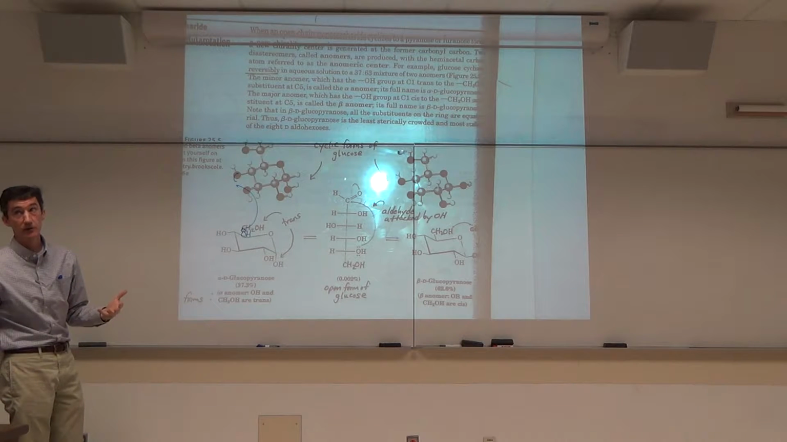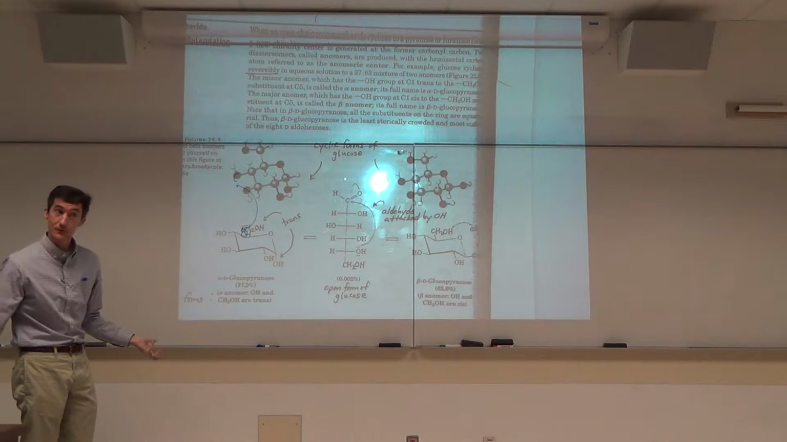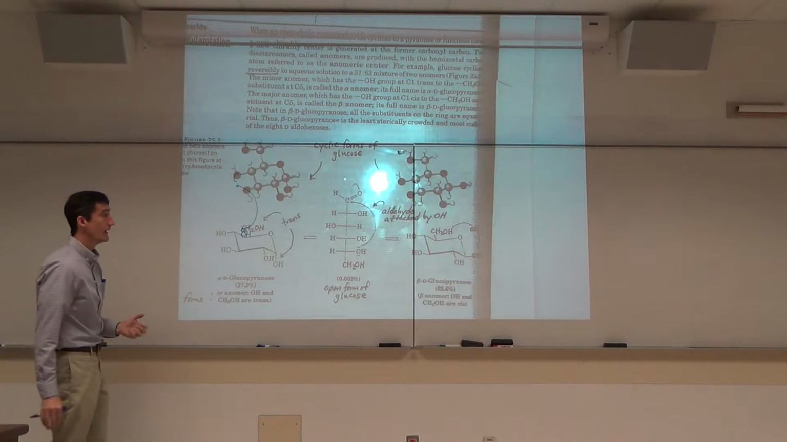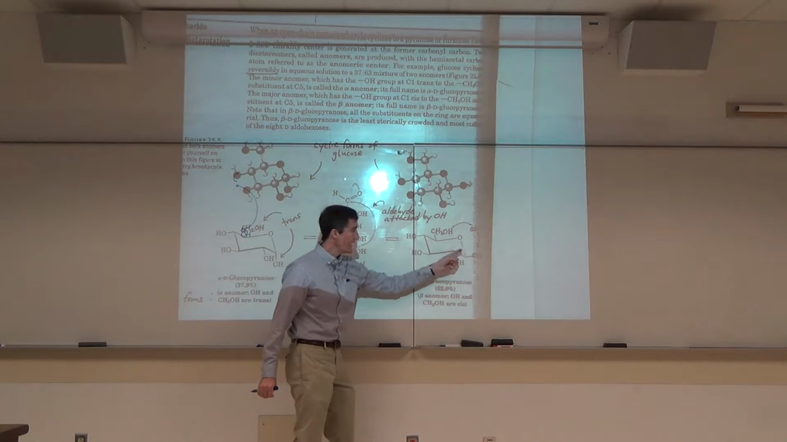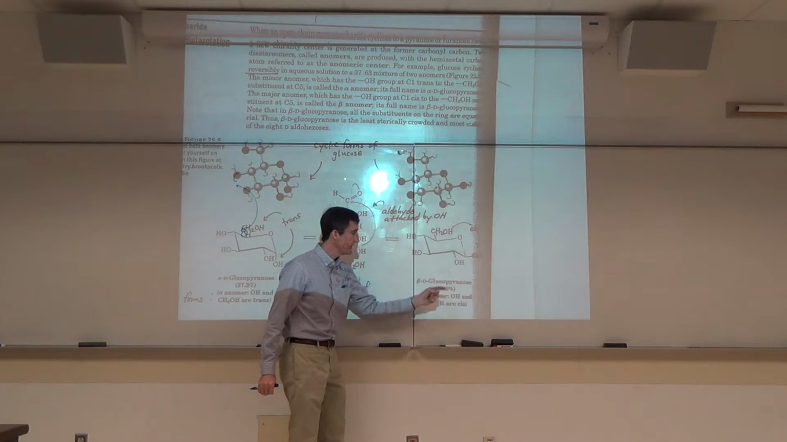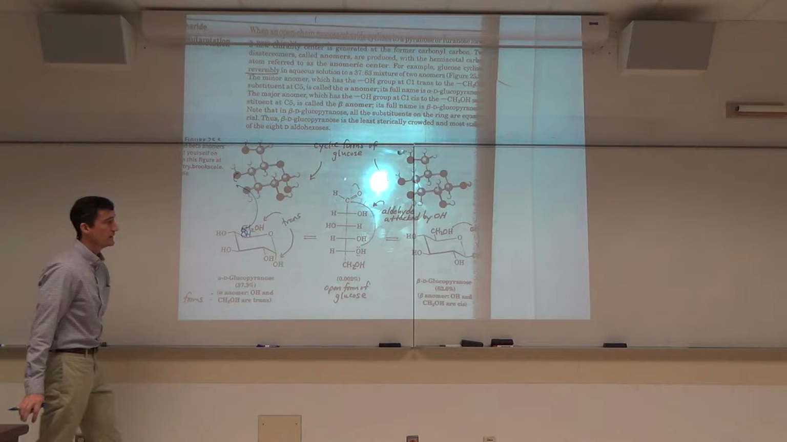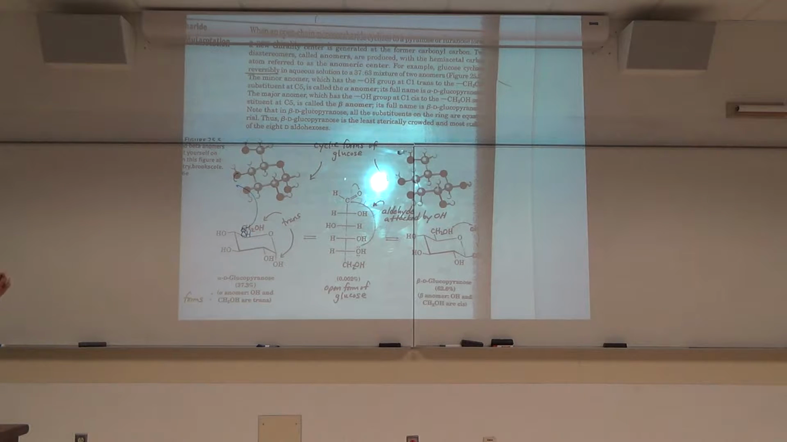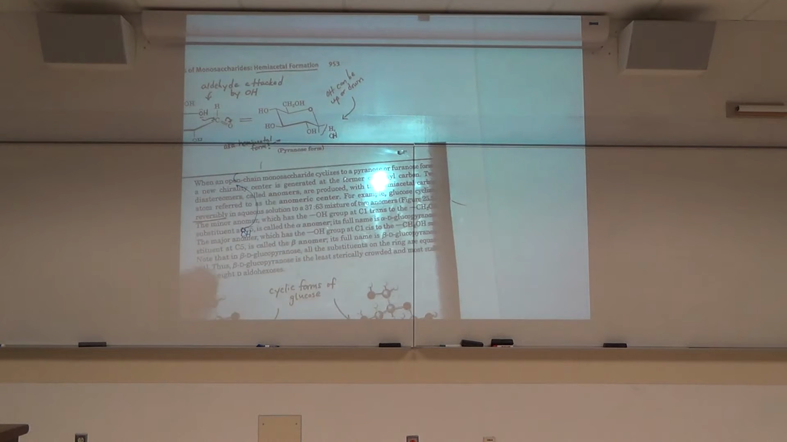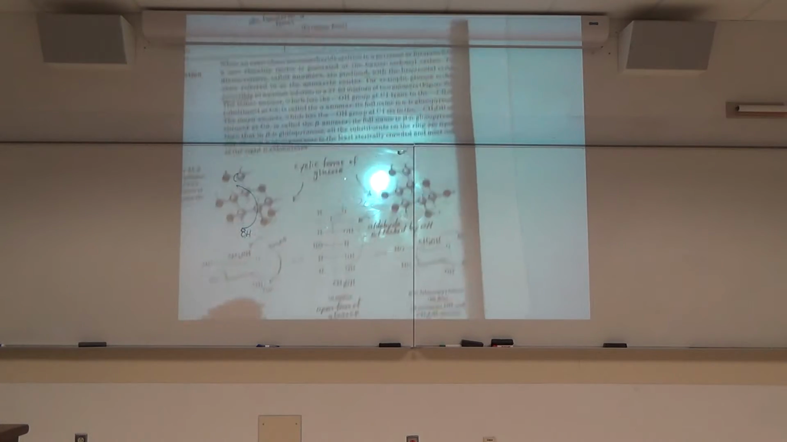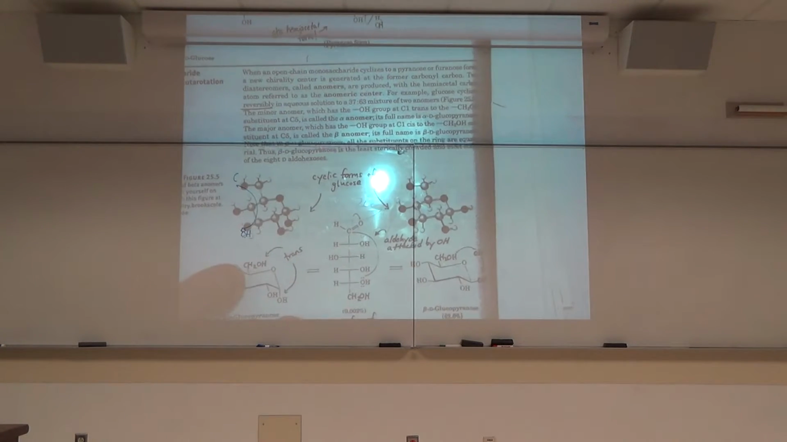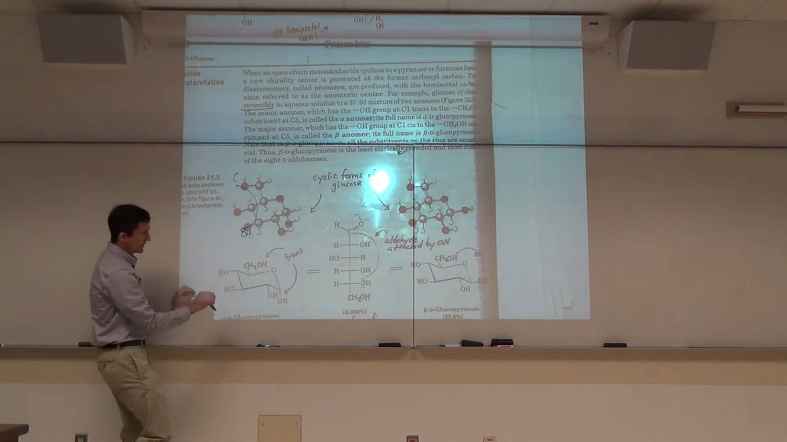Equatorial is your first thought, unless something is making it want to go axial. But actually, the axial is favored. Your beta is your favorite form with glucose. But you can take a look at that. Important to point out here, though, and we'll look at this down here where it's not so generic.